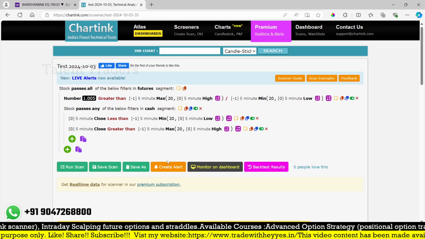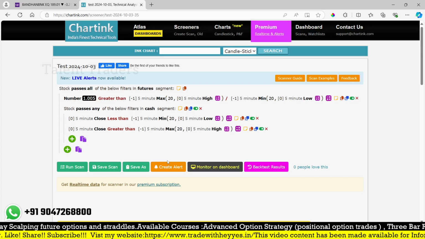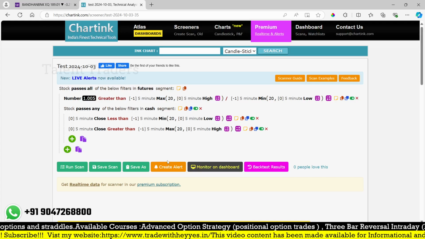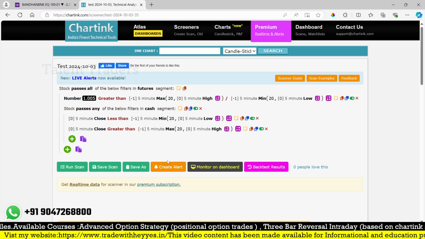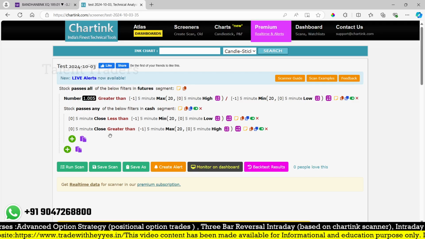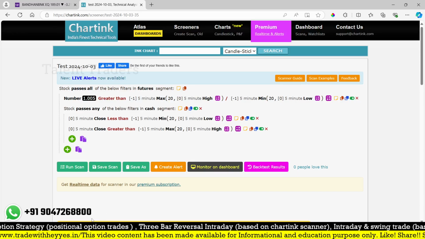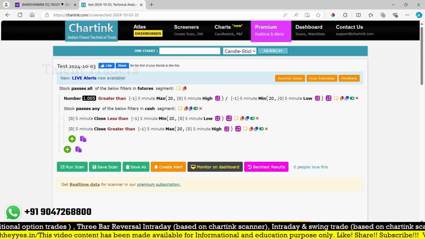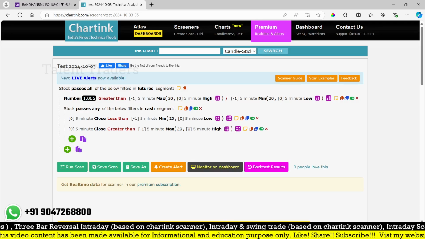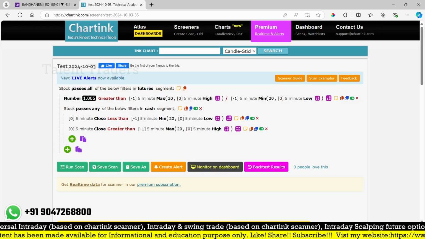This particular scanner will be fetching you both sides, meaning closing above or closing below, because we have added these two conditions here. That will help you find the consolidation after a bullish close or a bearish close. Both would be shown on this intraday consolidation.